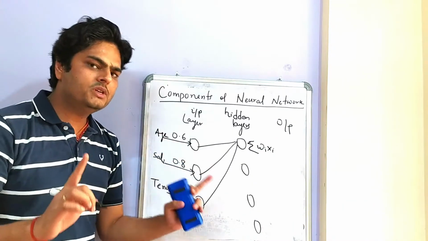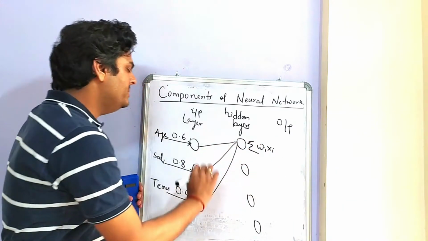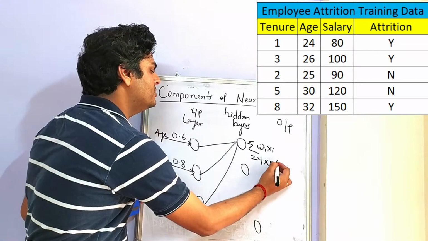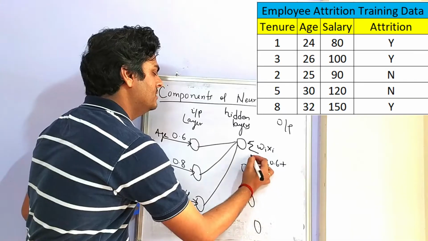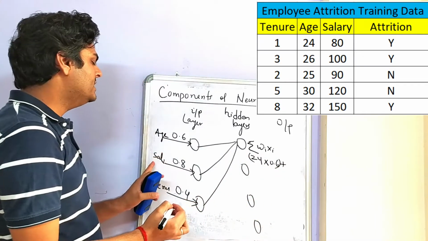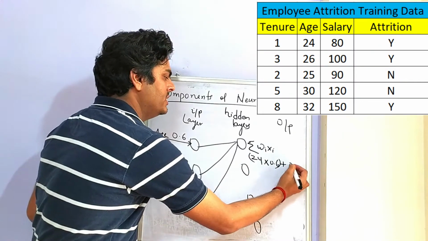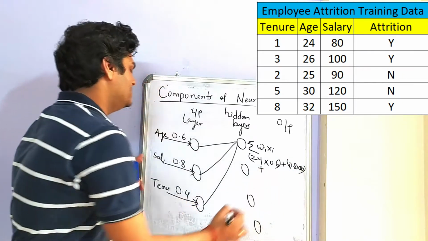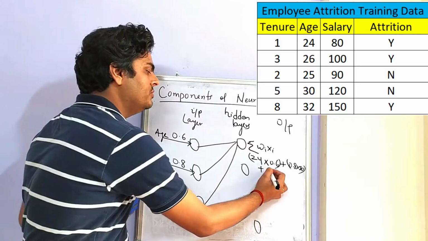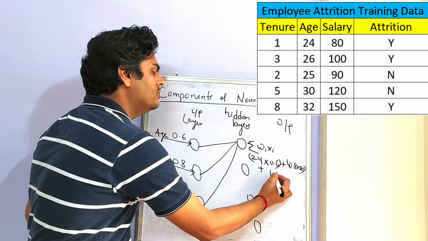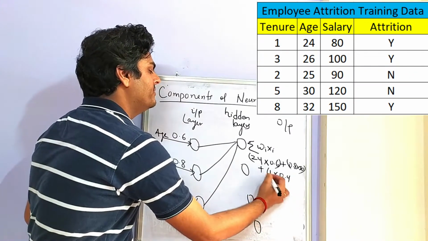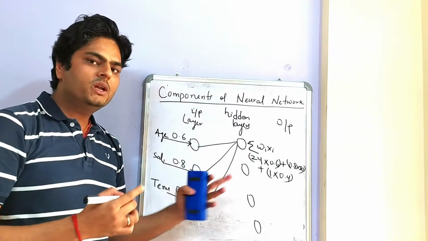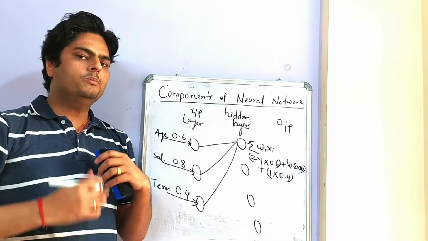So if you take the first row of the data, what will be WiXi? Age value is 24. So 24 into 0.6 plus, right? Salary is 0.8 weight. What is the salary value? 80. 0.8 into 80 plus. What is the tenure weight? 0.4. What is the tenure there? 1. 1 into 0.4. Now whatever the result here, this plus a bias term. Now what is a bias term?